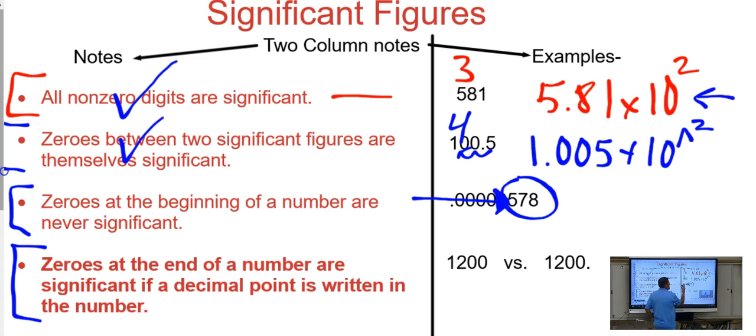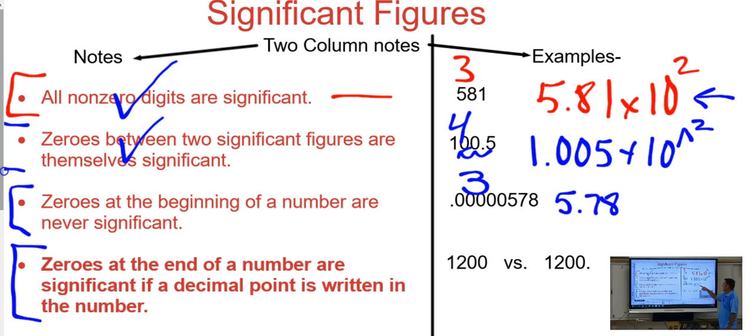So this number has a total of how many significant figures? 3. And that matters because I would write this number in scientific notation with 3 significant figures, 5.78 times 10 to the 1, 2, 3, 4, 5, 6. And that'd be negative because we went from left to right.